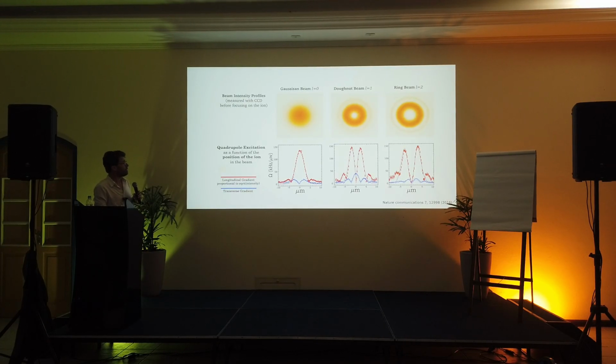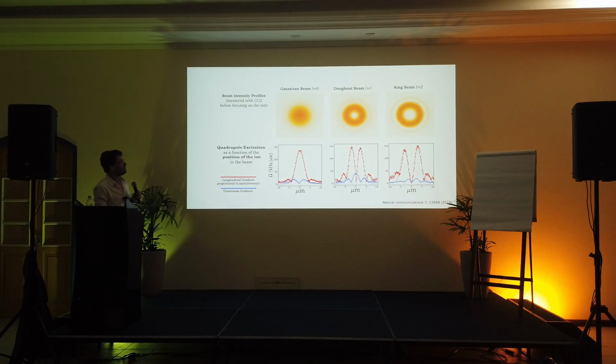The same thing happens, but much more surprisingly, for a donut beam. For the donut beam with L equal to 1, if you look at the longitudinal gradient, you see the two humps showing the intensity of the beam on one side and the other. Actually, this quantity is not proportional to the intensity, but to the square root of the intensity, because what we're measuring is Rabi frequency. I will get into that in a second.